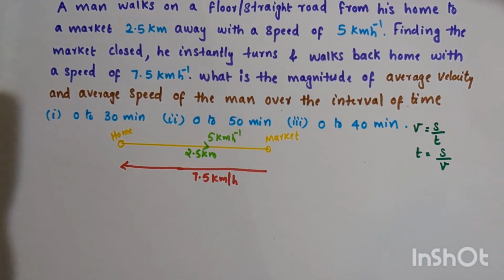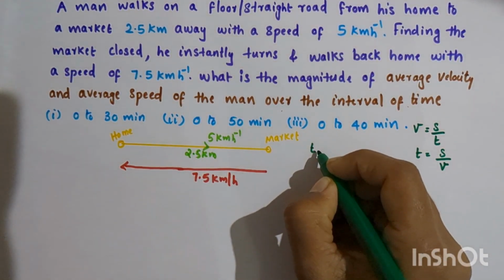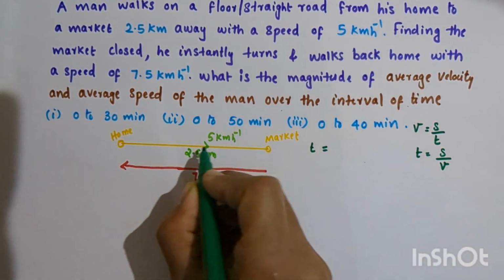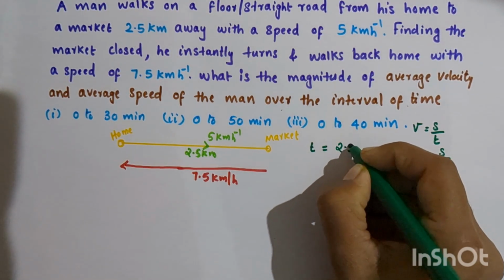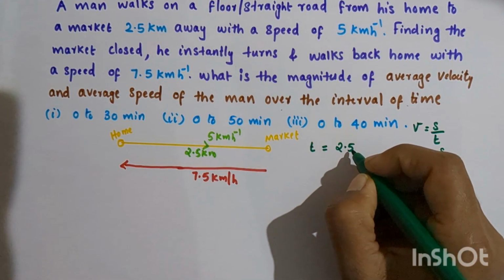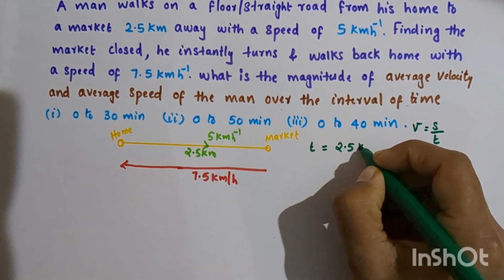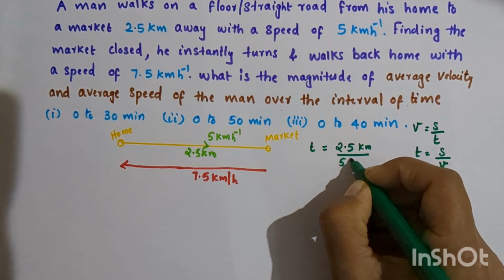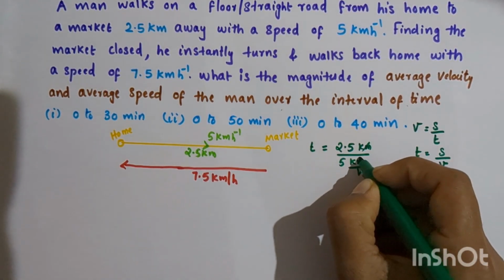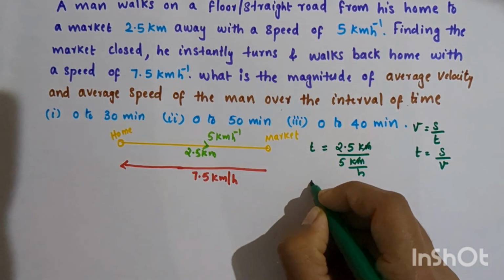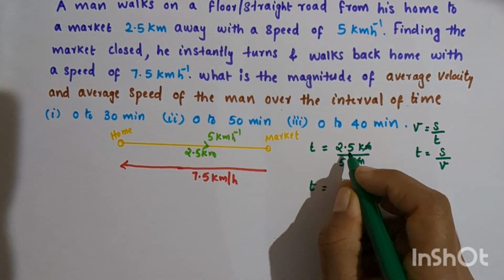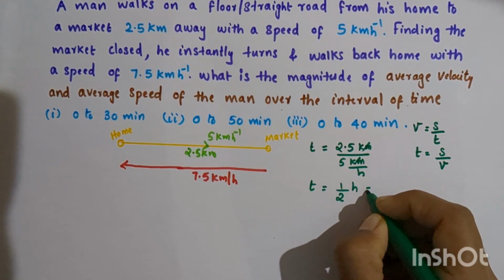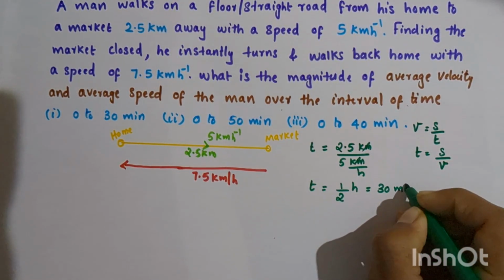So by using this expression, let us find out the time taken by the man to reach the market from home. Time taken t will be equal to distance traveled, which is 2.5 kilometer, divided by the speed, 5 kilometer per hour. Kilometer cancelled, so t equals 2.5 by 5, which is actually 1 by 2 hour, half an hour, which means 30 minutes.